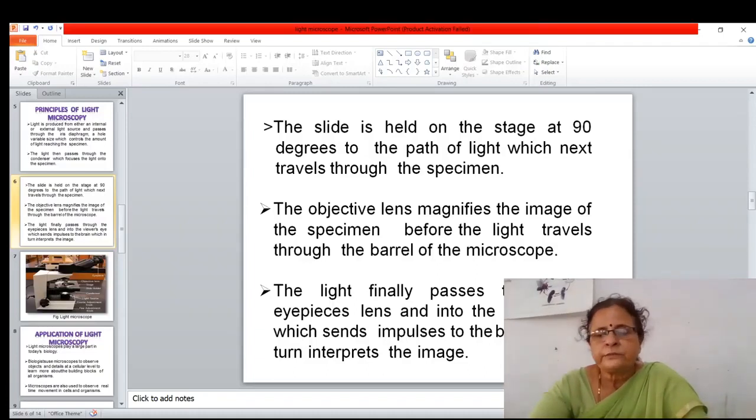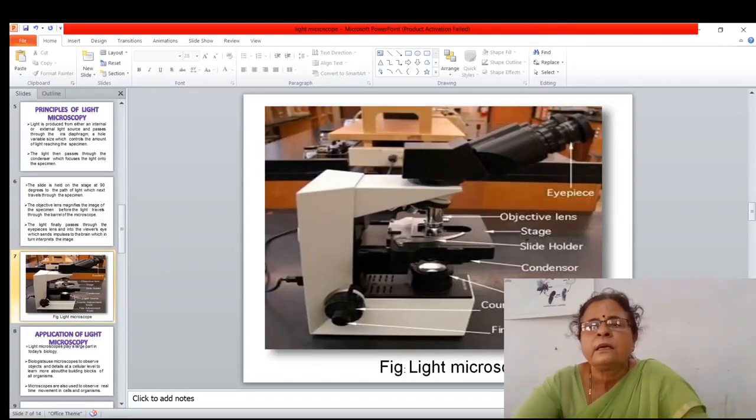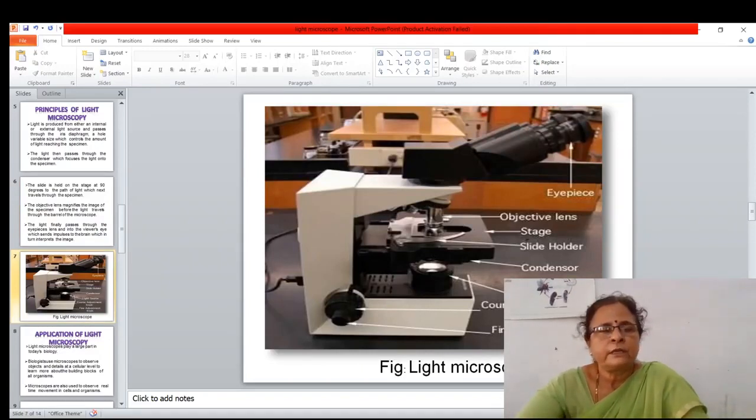Then we have another stage which holds the light. We have a lens above the condenser on which we place the object. When the light is focused by the mirror and sent to the condenser, this light passes through the object which we have placed on our slide on the stage.